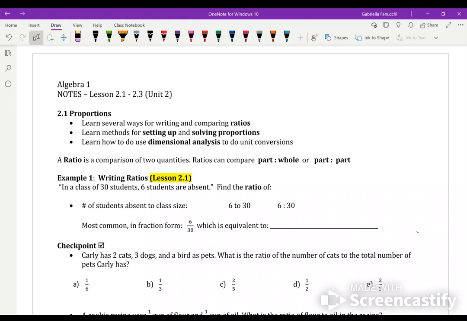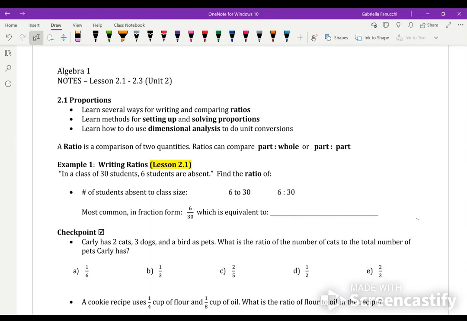So we're now in unit 2. We're going to be learning several ways for writing and comparing ratios, learn methods for setting up and solving proportions, learn how to use dimensional analysis to do unit conversions. So to start off, a ratio is a comparison of two quantities. Ratios can compare part to whole or part to part.